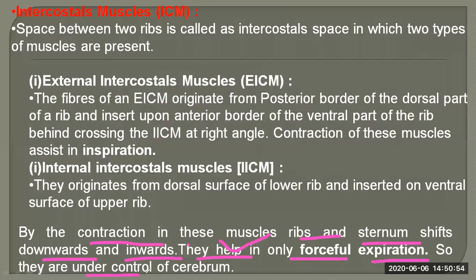And one more difference: forceful expiration is under the control of the cerebrum. Normal breathing is controlled by the medulla oblongata, but forceful inspiration or forceful expiration is controlled by the cerebrum. Okay, so this is the importance of the external as well as internal intercostal muscles.